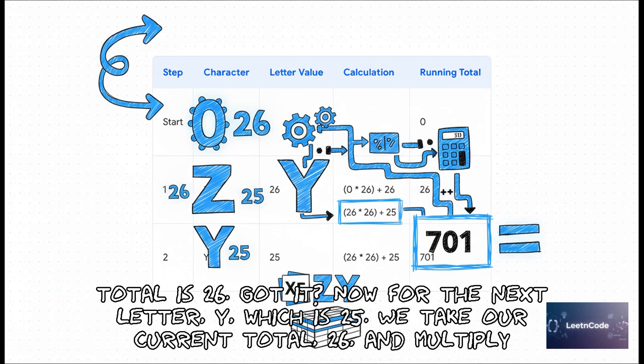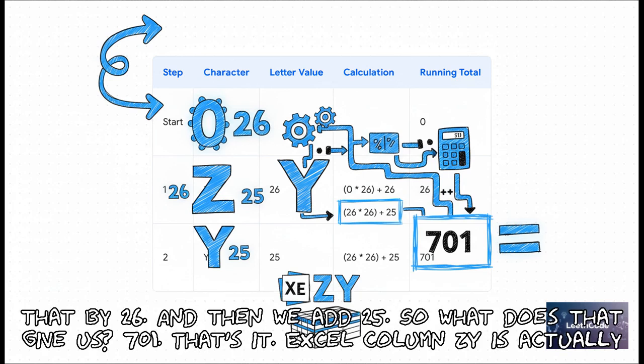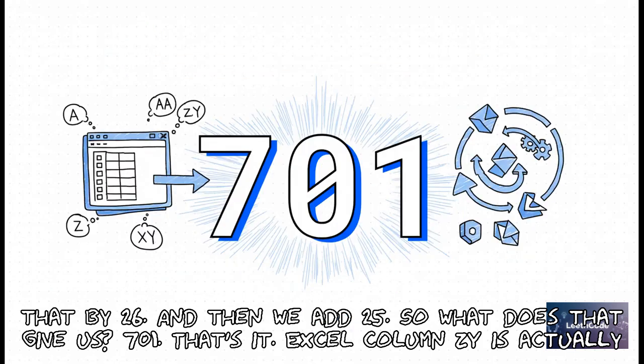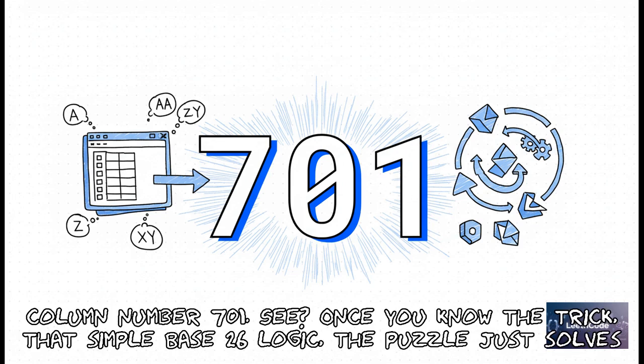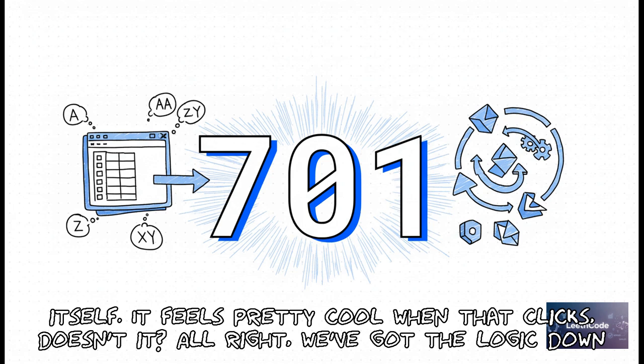Got it? Now for the next letter, Y, which is 25. We take our current total, 26, and multiply that by 26. And then we add 25. So what does that give us? 701. That's it. Excel column ZY is actually column number 701. See? Once you know the trick, that simple base 26 logic, the puzzle just solves itself. It feels pretty cool when that clicks, doesn't it?